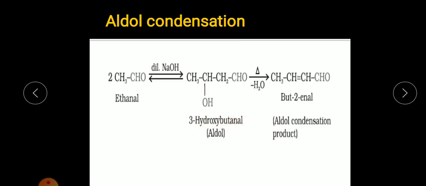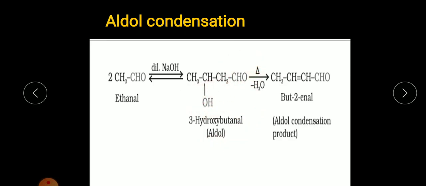3-hydroxybutanal. Now, how is it 3-hydroxy? Because 1, 2, 3, at carbon 3 we have got OH, so 3-hydroxy, and because of 4 carbon atoms in a straight chain it is butane, and because of the functional group aldehyde, it is written as "al". This is known as aldol. Why? Because we have got one aldehyde group and one alcohol group.